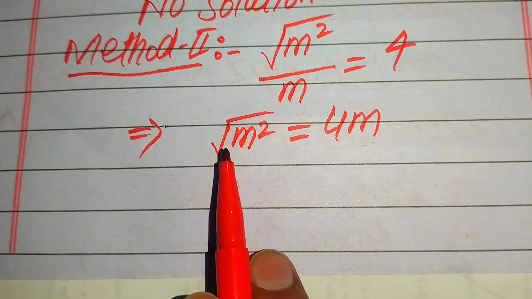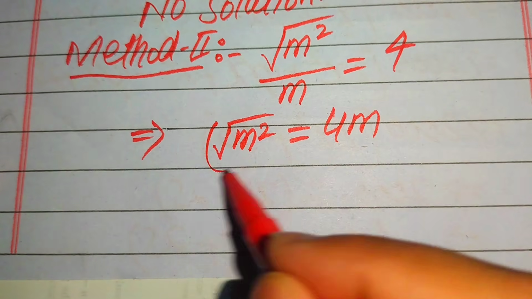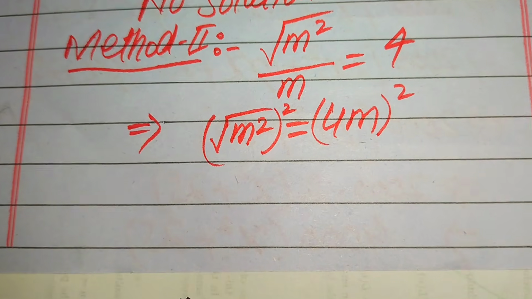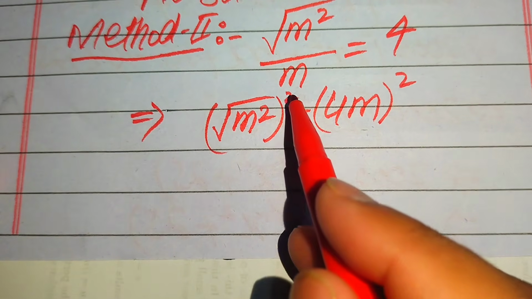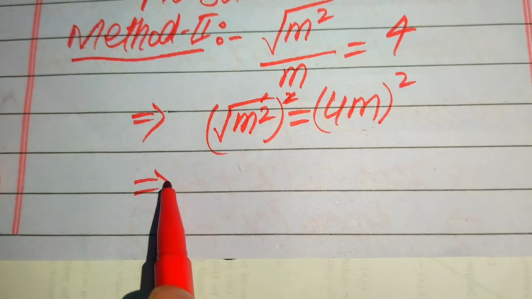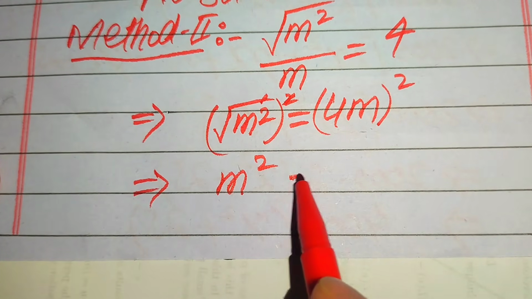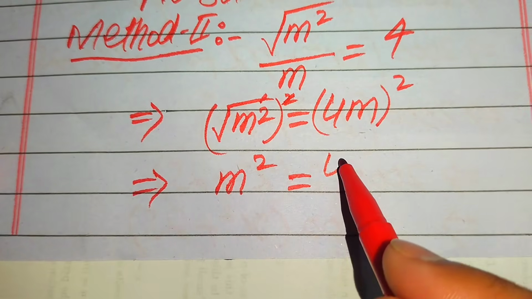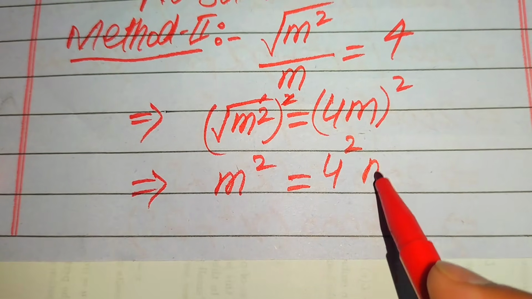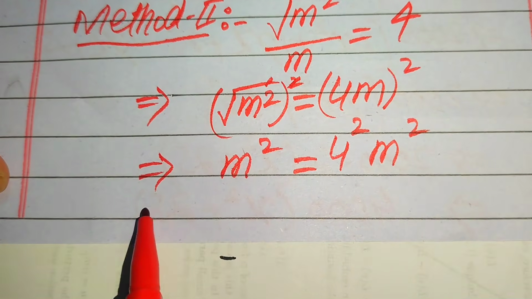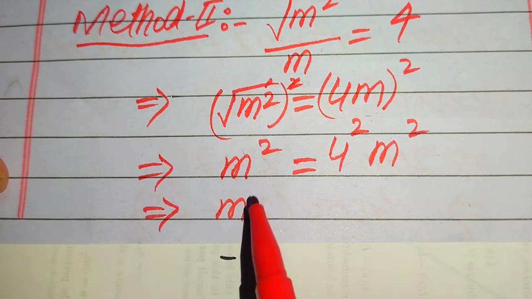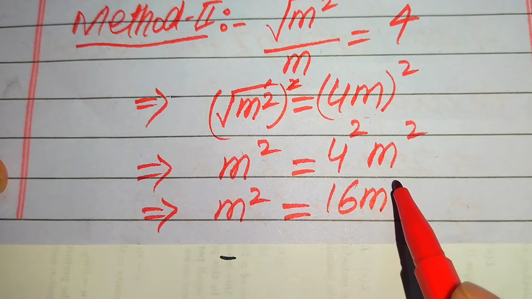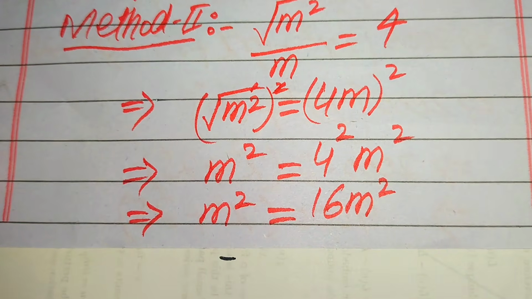And now here we need to remove the square root sign, and for this we apply squaring on both of the sides. So when we apply squaring, the 2 and the square root are gone, and we get m square is equal to, here we apply the square separately on both of these two values, and we get 4 square into m square. And further we have m square is equal to 4 square, which becomes 16 times m square.